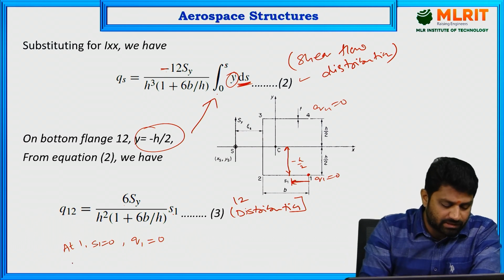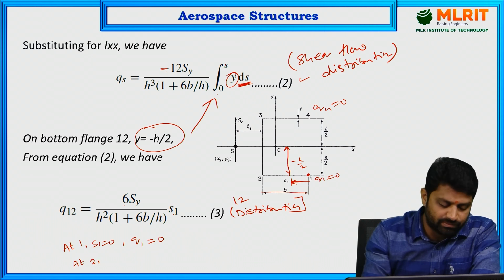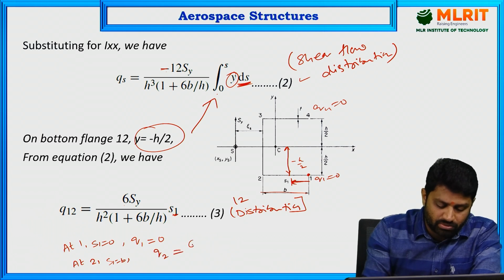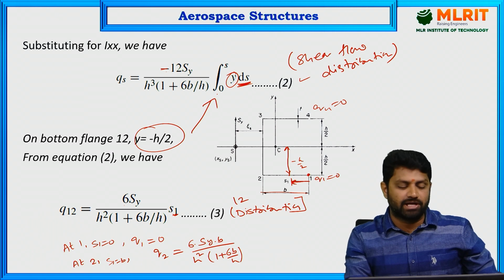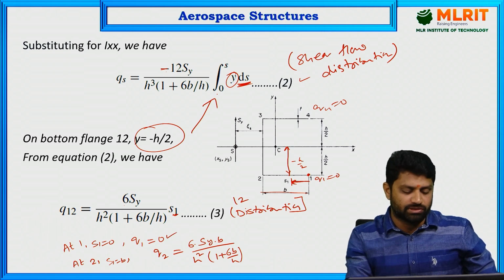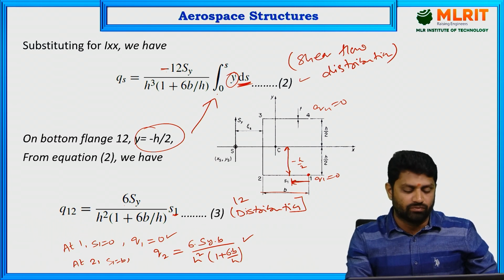Okay. Now next, if you want to calculate at 2, the distance S1 covers is B. So you have to substitute S1 equal to B, and it becomes Q2, that is equal to, in place of S1 you substitute B, so you are going to get 6 SYB divided by H square into 1 plus 6B by H. There is no change in that. So this is Q2. Right. So from the bottom flange 1 to 2, we calculated shear flow, that is Q1 equals 0, and Q2 also we calculated, that is equal to 6 SYB divided by H square into 1 plus 6B by H. So that is how we calculate the distribution.